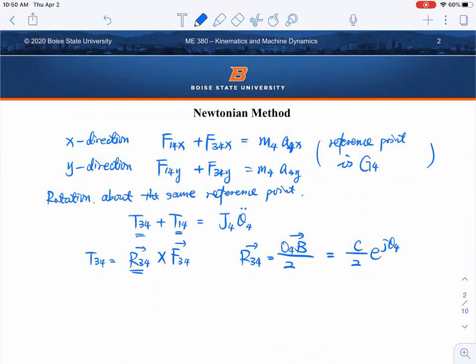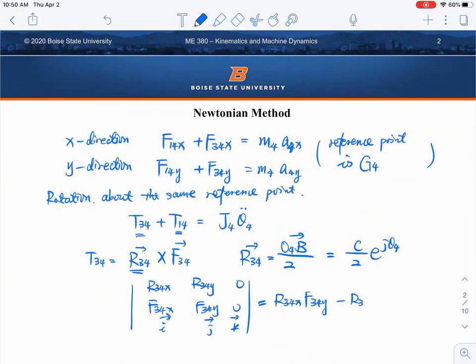And then you just calculate the cross product. You lay them out in a row. So you have F34 X, F34 Y, 0, and i, j, k unit vectors along the X, Y, Z directions. By definition, it's just R34 X times F34 Y, minus R34 Y times F34 X. And then we just need to find the X component and Y component for these vectors. Basically, that's the real part of your R34, and that's the imaginary part of your R34.